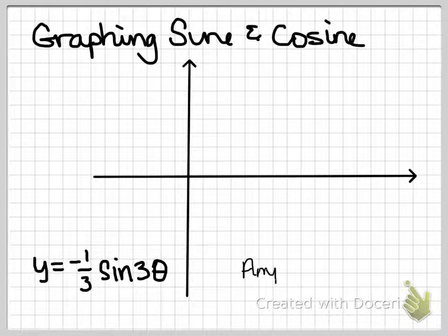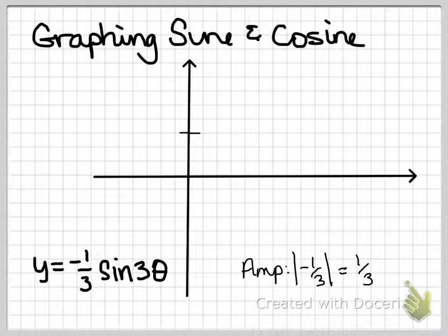The amplitude of this one specifically is going to be the absolute value of negative 1/3, or 1/3. Let's mark 1/3 on here. Let's let that be 1. On second thought, let's let that be 1/3. That way we can see really well what our graph's going to look like. And that means that 1 is somewhere way up here, and negative 1 is somewhere way down here.